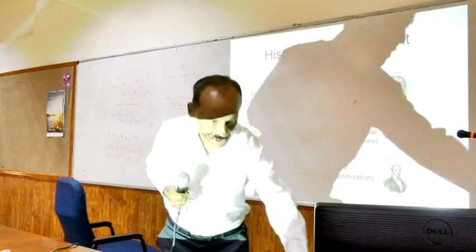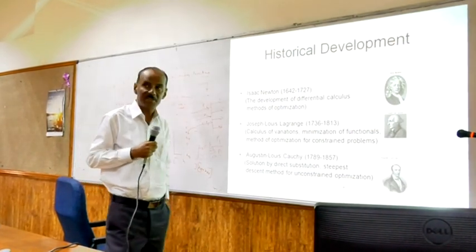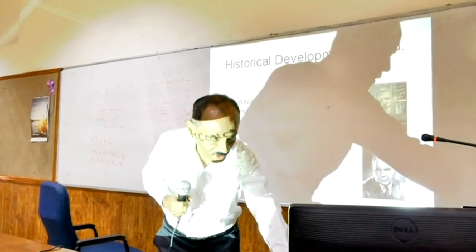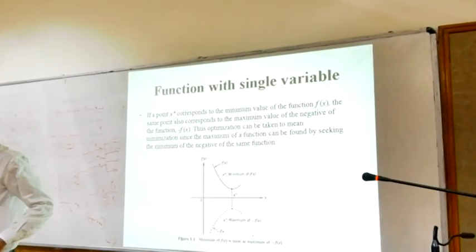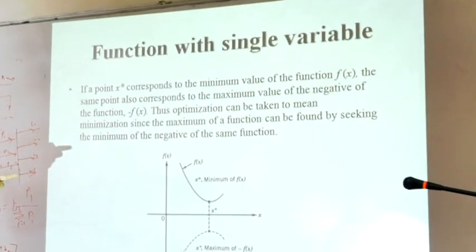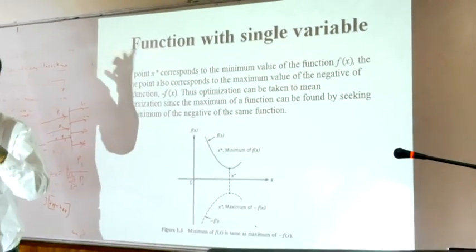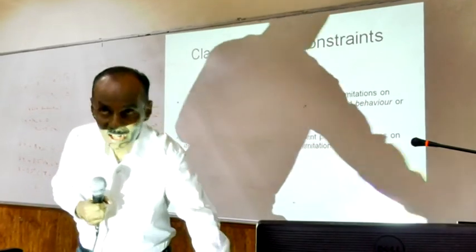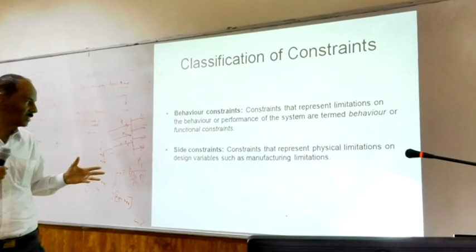So optimization is actually a process in which intelligence is required, and different persons found all these things. Right, this is a very basic concept already studied. This is for a single function, how you get a minimum and maximum. You can reverse the objective function, you will get a maximum, or a minimum. That point I think you know. Right. Behavior constraint and side constraint.